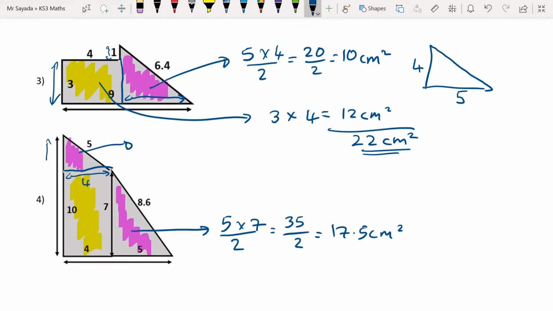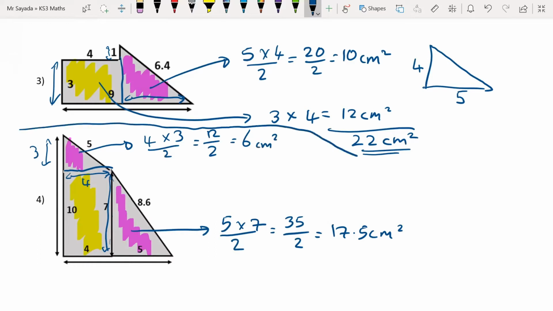The height you have to work out. The full height of the whole thing is 10, and the height of this part here is 7, so 10 minus 7 leaves you with 3. So we've got base 4 times height 3 over 2, that's 12 over 2, which is 6. Just put a line here so we don't get confused between the two questions. And the area of the rectangle in the middle, that's just 4 times 7, which is 28.